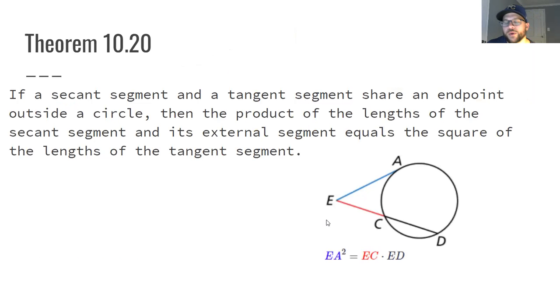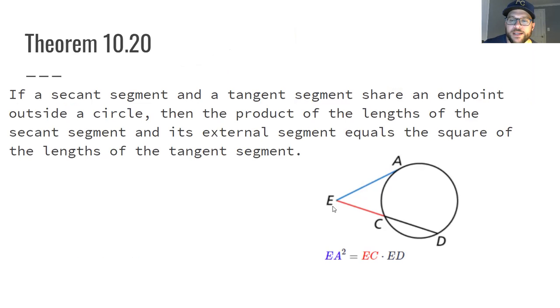All right, moving on to a combination of tangents and secant segments. So if a secant segment and a tangent segment share an endpoint outside the circle, then the product of the lengths of the secant segment and its external segment equals the square of the tangent segment. So the top one, which is blue, is a tangent because it's only crossing once. The bottom one is a secant because it's crossing twice.